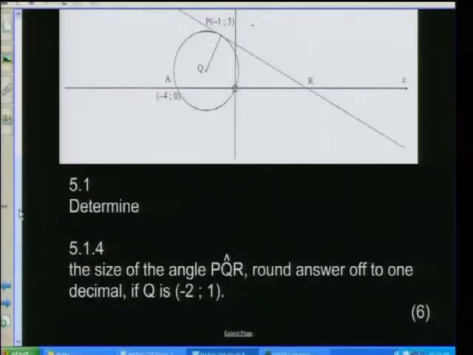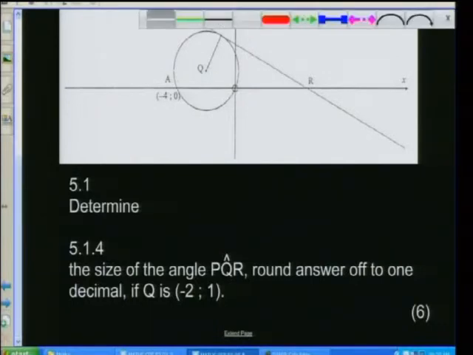The next thing that we are asked, it's a lovely question, is to find the size of angle PQR. Find the size of angle PQR and round your answer off to 1 decimal. Now, because that line is not drawn, I'm going to draw it.